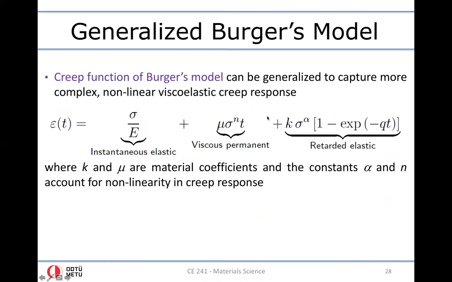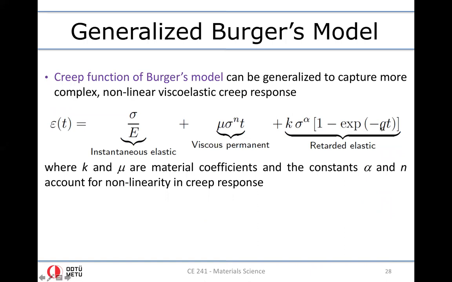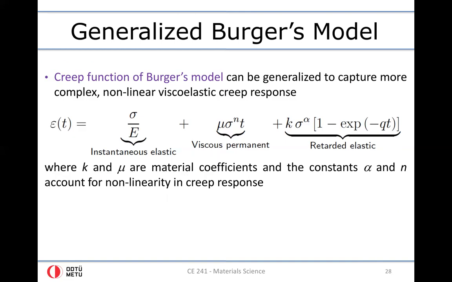You can take Burgers' model and generalize it towards nonlinear creep response by adding here an exponent n and the coefficient mu and another exponent alpha and maybe another coefficient here, let's say q and k. So these are just generalizations of what we have here in the original parent representation of Burgers' model. Okay, so people sometimes use this model to fit creep response of real materials.